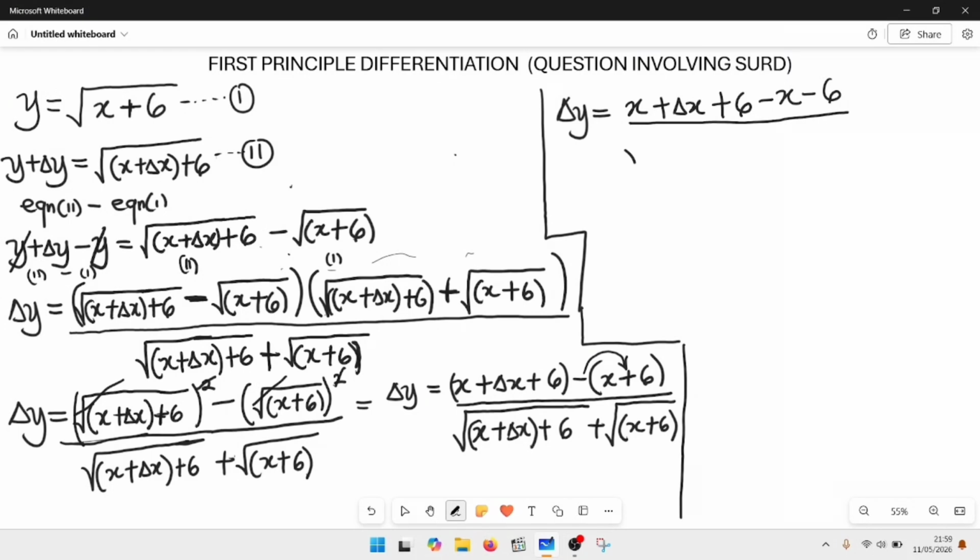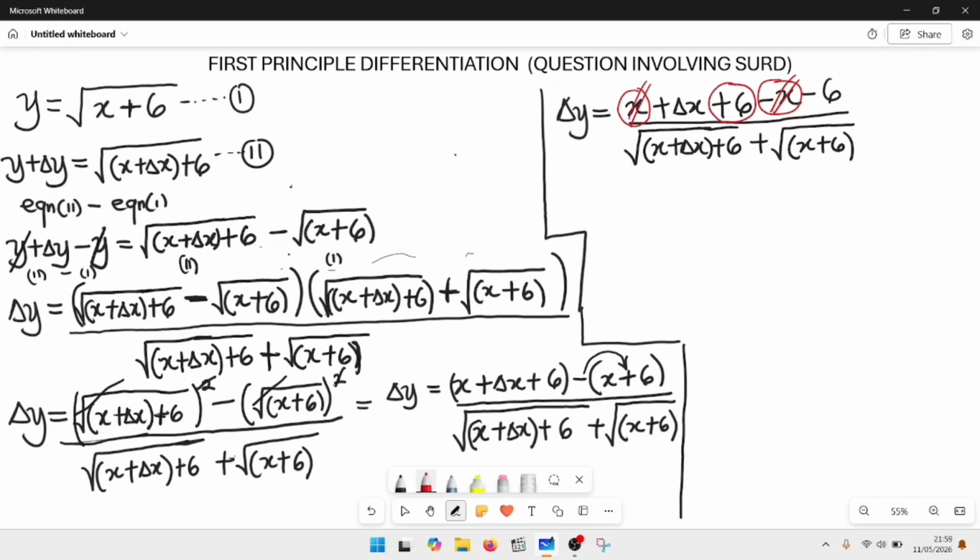By the denominator, by this guy, x plus delta x plus 6 for this guy, and then plus the square root of x plus 6. So if you watch, we're going to begin to simplify. We now have plus x minus x, they will cancel out, we know this, and then we have plus 6 minus 6, which will as well cancel out. You see that it's very easy. We're back to simplifying. So the final answer becomes our dy is equal to what's left?